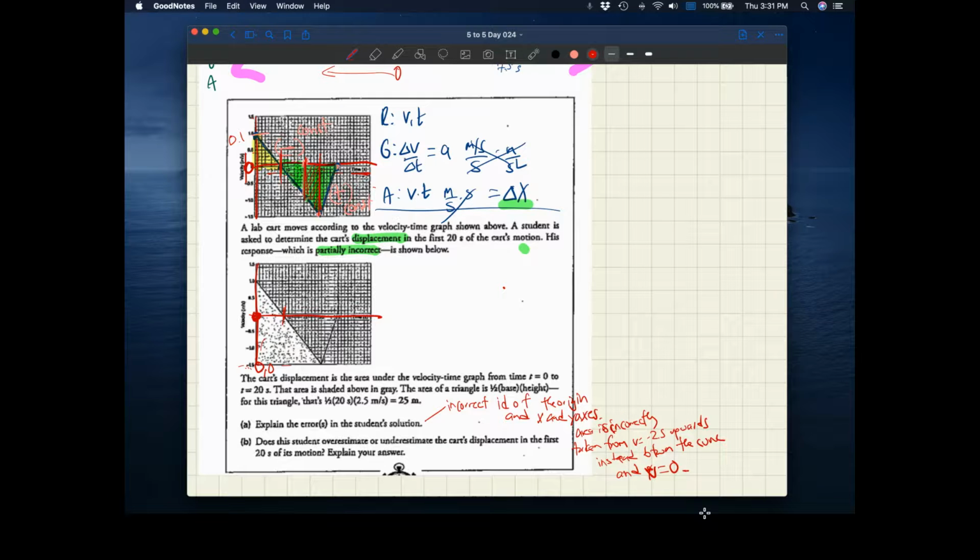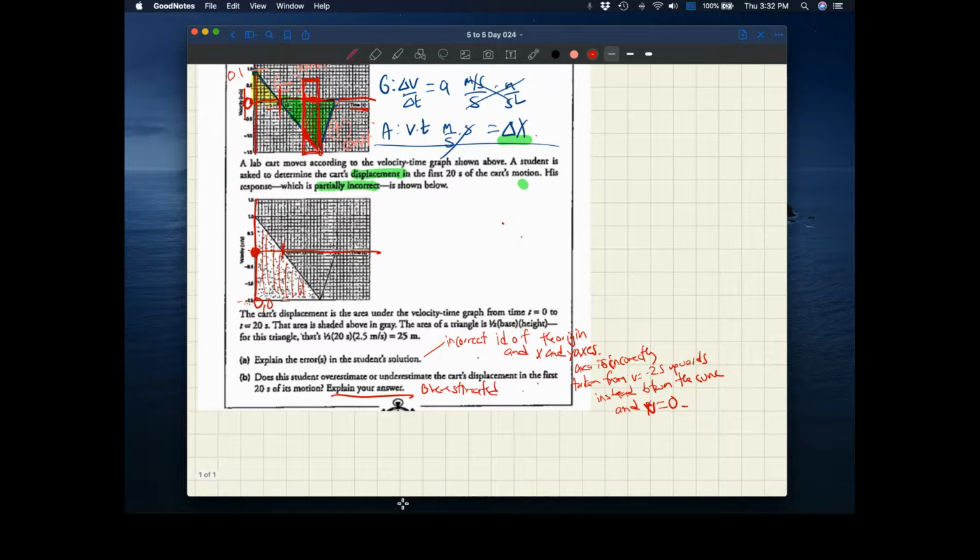Does the student underestimate or overestimate the cart's displacement in the first 2 seconds of its motion? Well, what we can see here is we said this is the displacement in the first 2 seconds. It's actually in here. And the student said the displacement is all of this area. So the student overestimated. Explain your answer.